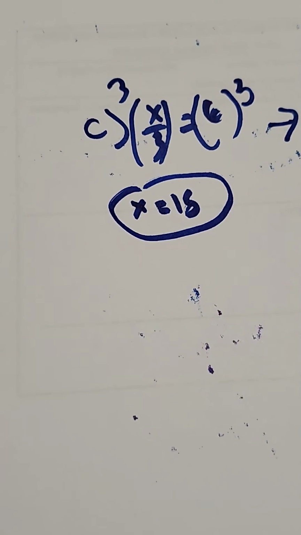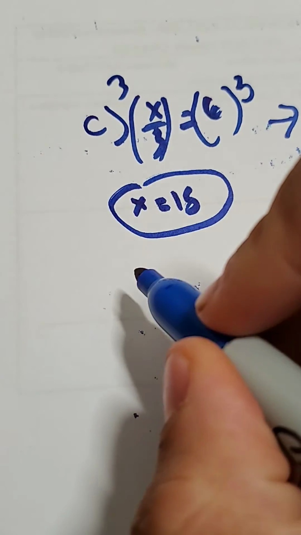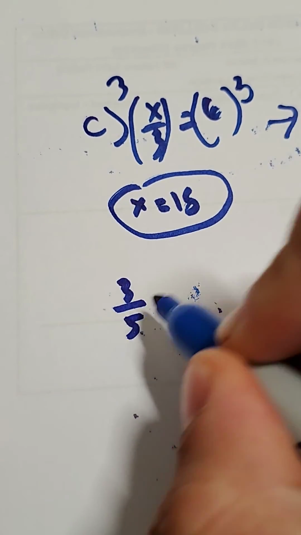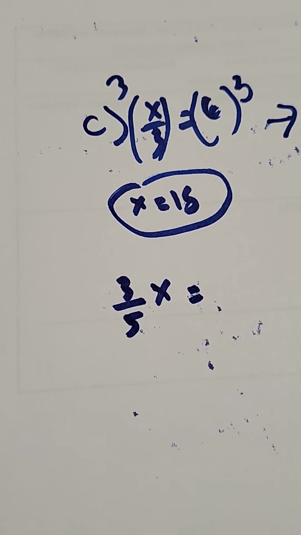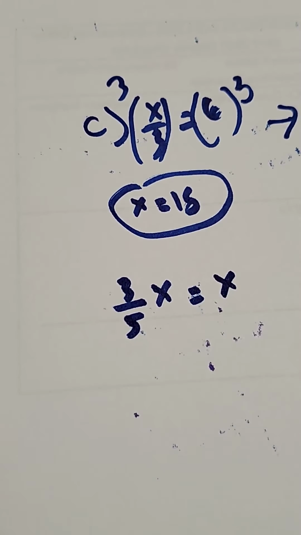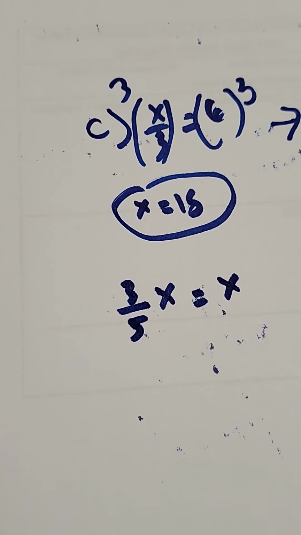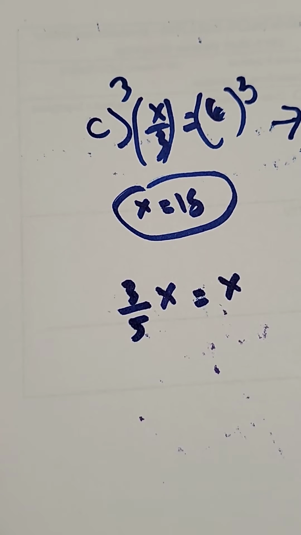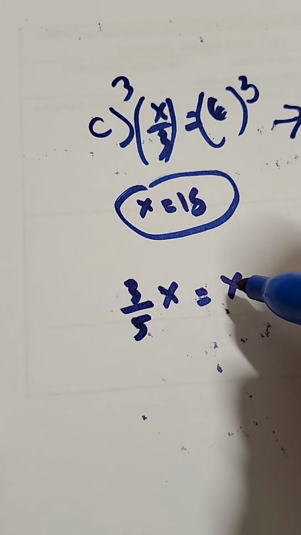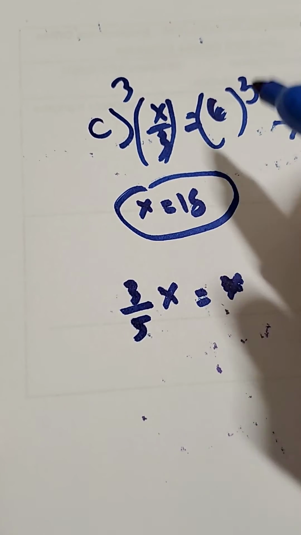Okay. Or what if we have a fraction? 3/5 x is equal to, let's say, 2. So we do pretty much the same thing.